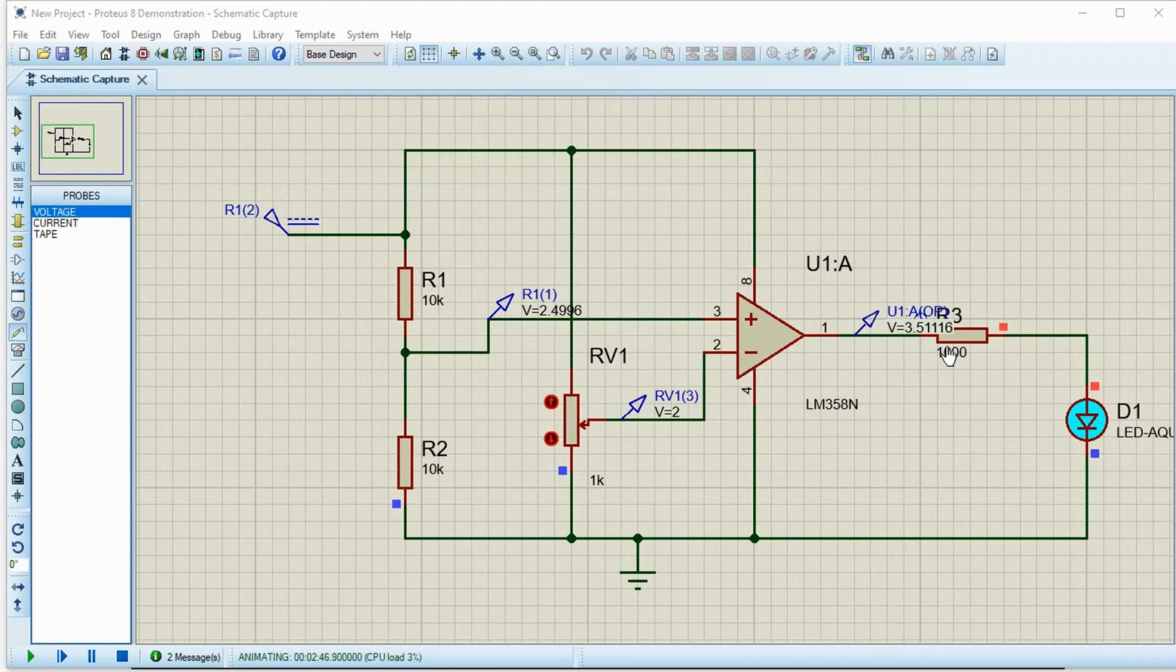Similarly, for temperature control, instead of R2 you can use a thermistor, where the resistance is dependent on the temperature. So when the temperature varies, the voltage here varies. You can adjust the voltage at the negative terminal so that at the required temperature, let's say about 35 or 30, you can turn on the fan. So this is the basic operation of an op amp as a comparator. Hope you guys were able to follow this.